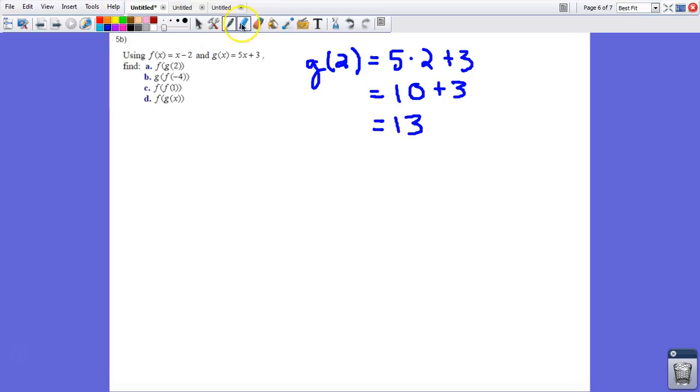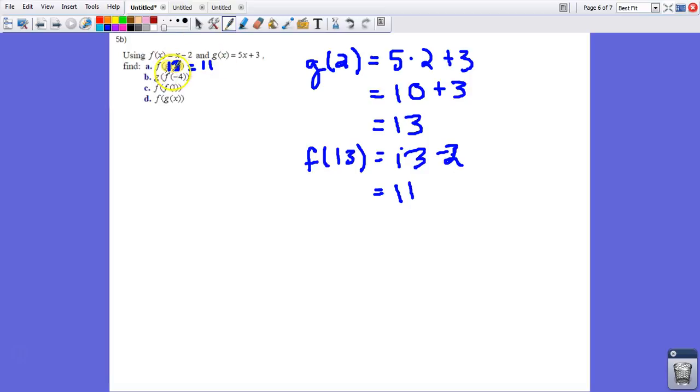Okay, so that's my g of 2, which is actually 13, right? So I'm going to change that to be f of 13. Now, f of 13 is simply, instead of x, we put 13 minus 2, because f of x is x minus 2. And my final answer is 11. So the actual numerical value for A is 11.